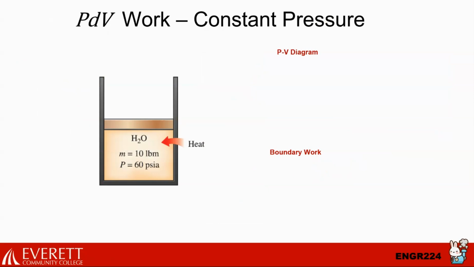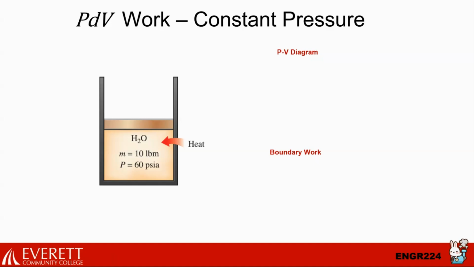So let's talk about some specific conditions. So we're going to talk about a constant pressure, a constant volume, and a constant temperature. Then our final case will be something called polytropic. So these are all just special cases of integrating that work at the boundary. So let's get to work.